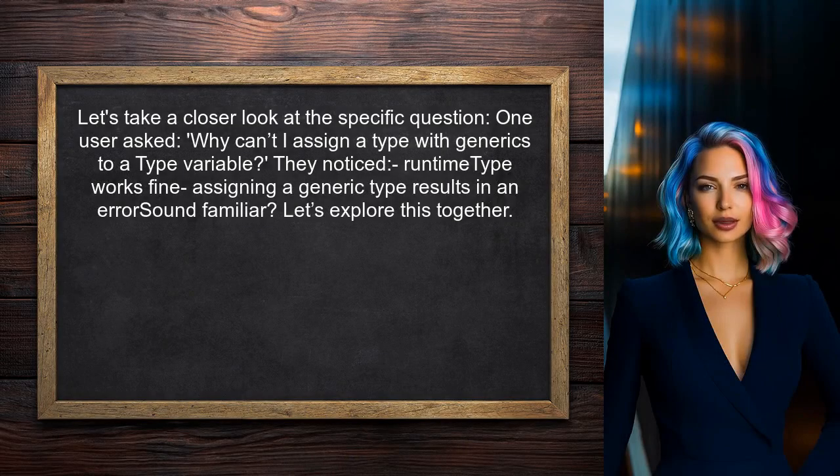Let's take a closer look at the specific question at hand. One user asked, "Why can't I assign a type with generics to a type variable?" They noticed that while using a runtime type variable works fine, assigning a generic type directly results in an error. Sound familiar? Let's explore this together.